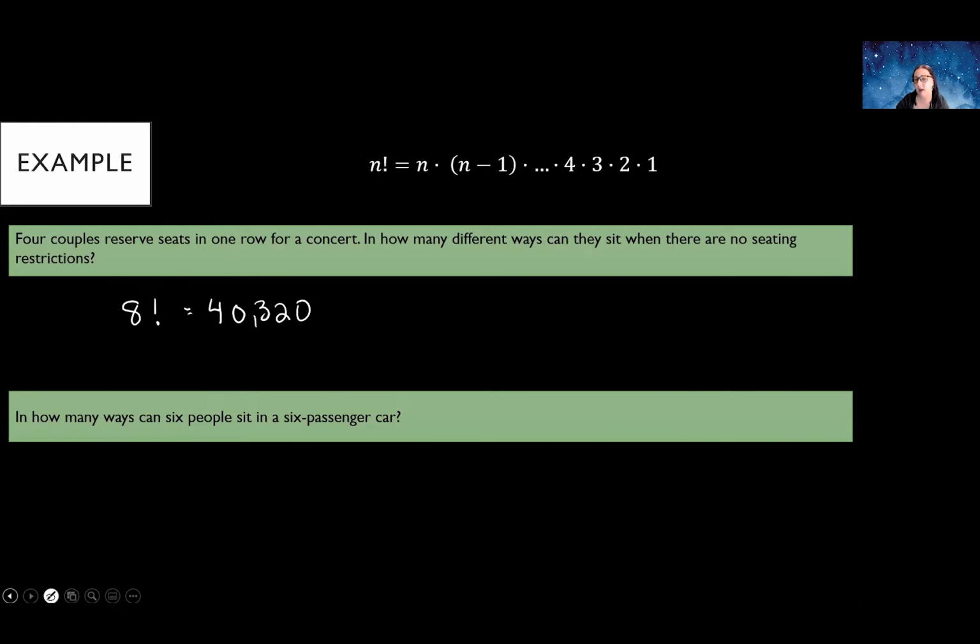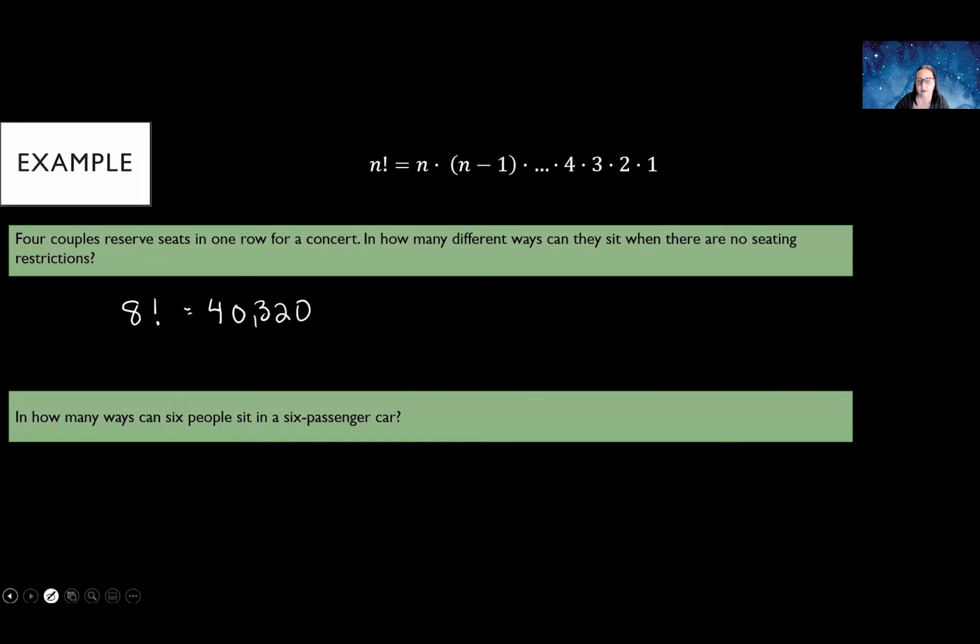Now, if we wanted couples to stay together, that would be a different situation. There would be fewer possibilities here, but we would not be able to do a permutation, because now we can't just count down. We have more restrictions that we have to think about.